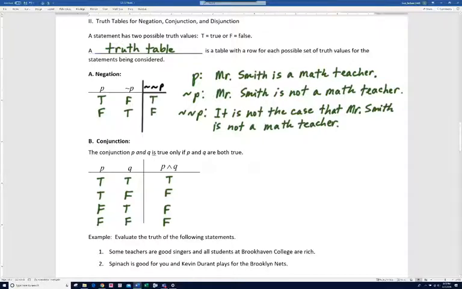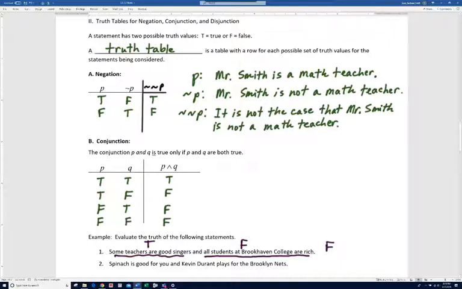All right, so let's look at a couple examples. It says evaluate the truth of the following statements. Some teachers are good singers. Well, I would say that's true. Now, I may not be one of them, but I know that there are at least some teachers out there that are good singers, so that's a true statement. And all students at Brookhaven College are rich. Well, we definitely know that one's false. And so since this is an and statement and both statements are not true, we're looking at a false statement here.